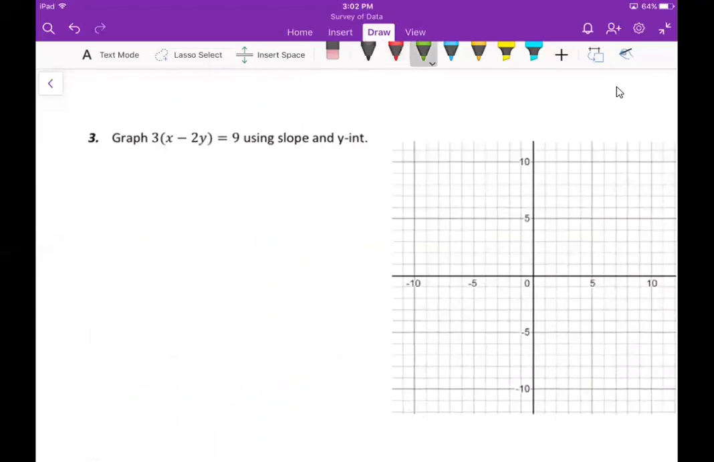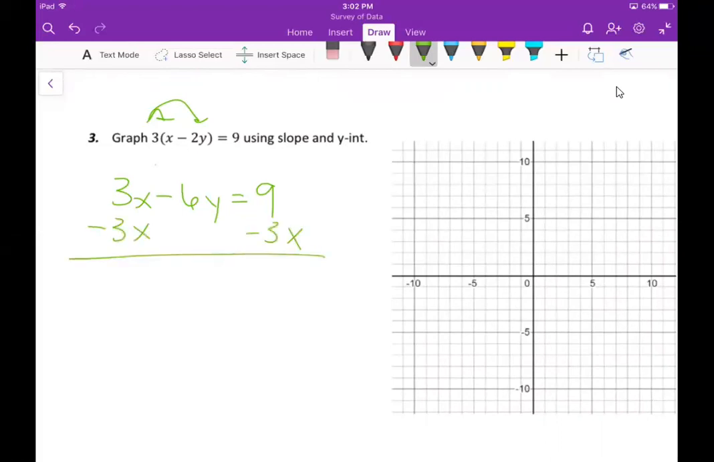We see some parentheses, and that y we want to get by itself is trapped in them. So let's distribute to get rid of those parentheses. That'll give us 3x minus 6y equals 9. And now we're at similar steps we were to before. We need to subtract the x term in order to get it to the other side. That cancels it on the left, leaving us with negative 6y equals 9 minus 3x.